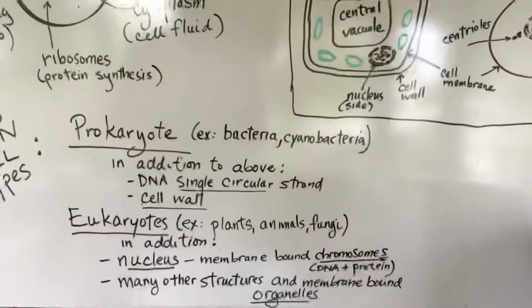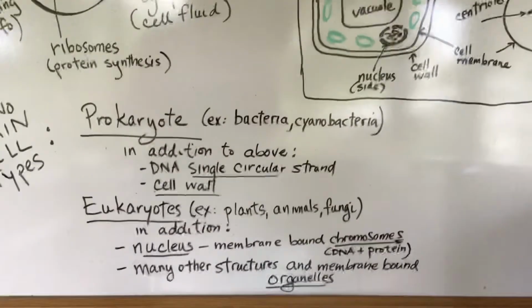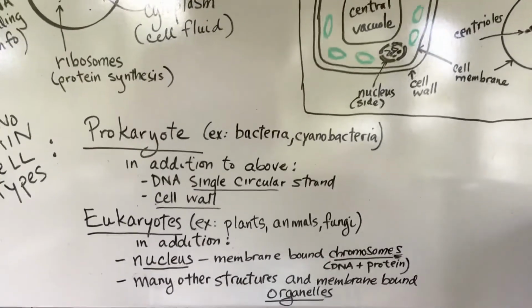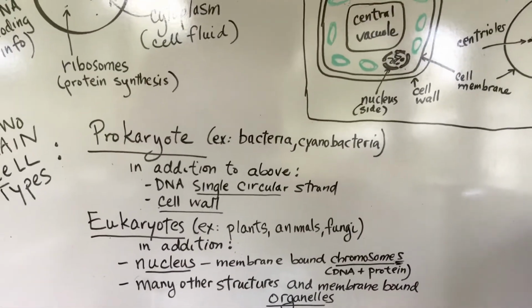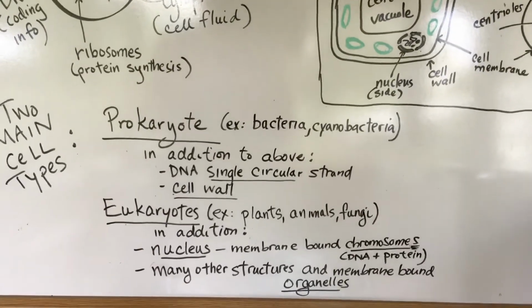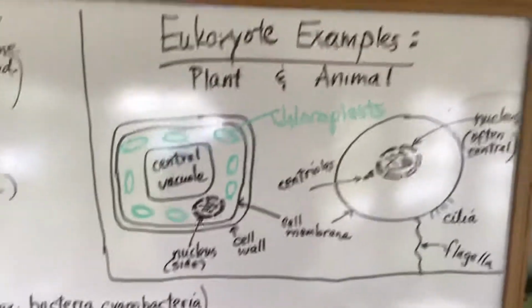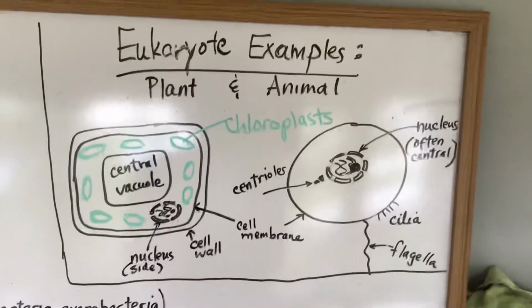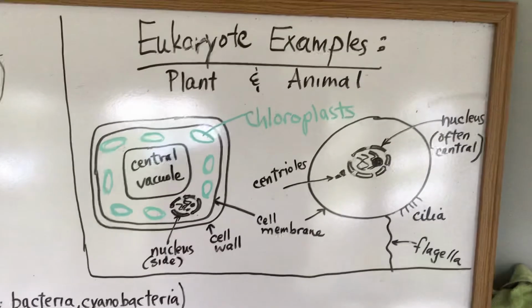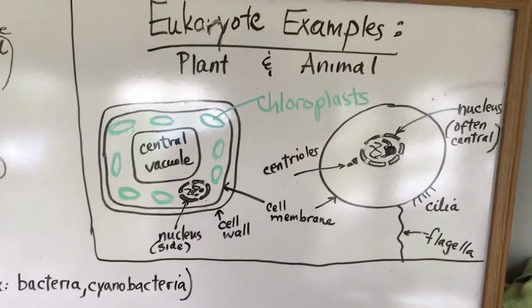I think the smallest number is like 8 of them. And some of the cells have like 200, so there can be many, many chromosomes within the nucleus. And then there's many other structures that we call organelles, and we will talk about those. Now, 2 basic examples of eukaryotes that we're going to use are plant and animal cells. These are just some of the differences that are found between plant and animal cells. There will be a couple more when we go through them, but we have to go through them a little better.